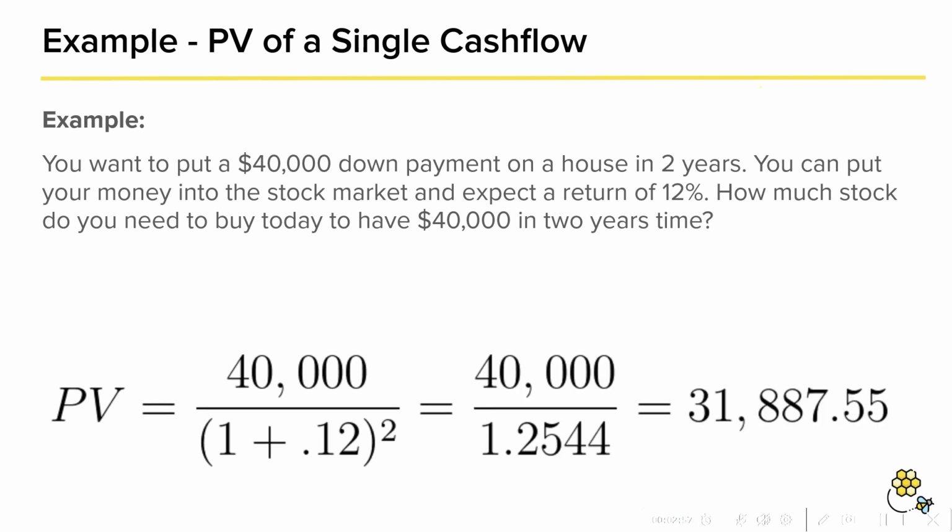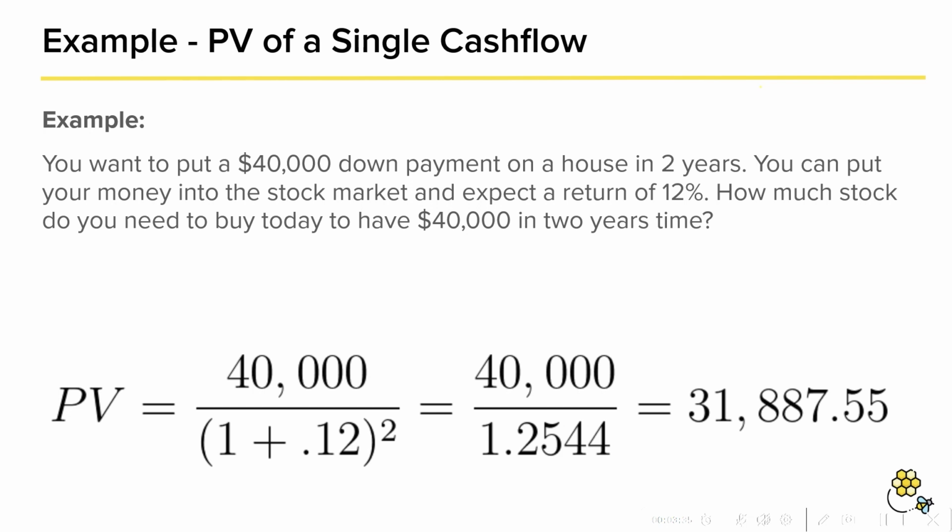And then dividing 40,000 by 1.25 gives you $31,887. This means that if you want $40,000 in 2 years, or a future value of $40,000, you must place $31,887 into your stock trading account, earning 12% each year today. In simpler terms, the present value of $40,000 in 2 years is $31,887, since that's what you would need to invest today to have $40,000 in 2 years' time.